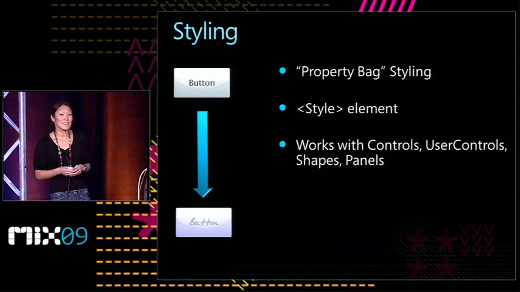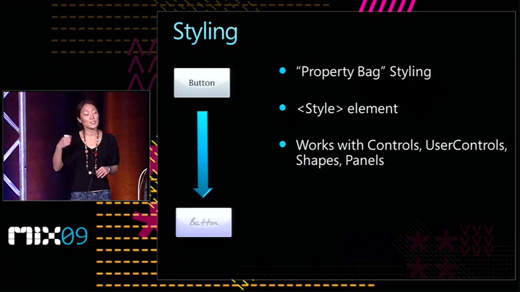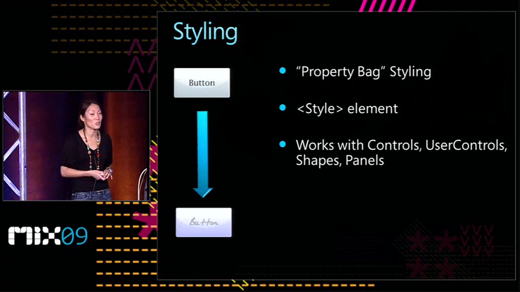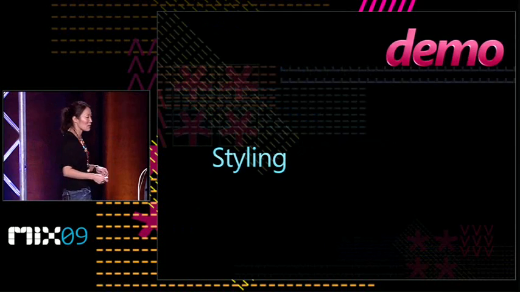The way you do this in Silverlight is through the style element, which is really just a property bag, a list of properties and a list of those property values, which you can in turn then apply to different elements in Silverlight, like controls or user controls or shapes or panels. And with that, let's get into a demo.